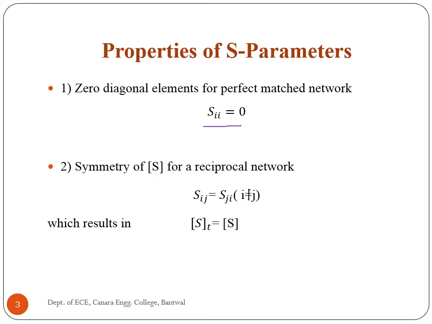Symmetry of S for a reciprocal network is the second property. A reciprocal device has the same transmission characteristics in either direction of a pair of ports and is characterized by a symmetric scattering matrix, which results in the transpose of S being equal to matrix S. This is equation 2. We'll prove this in the next slide.